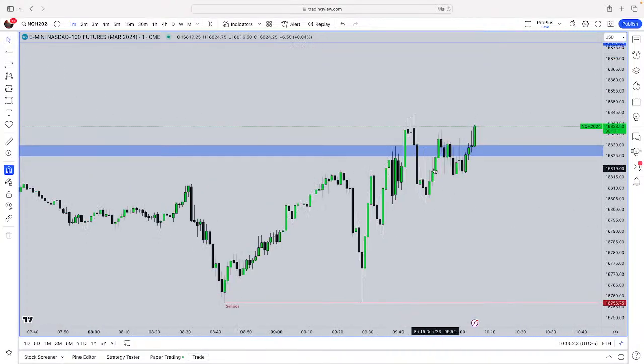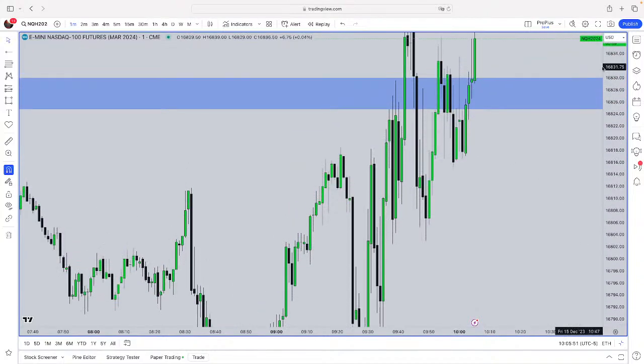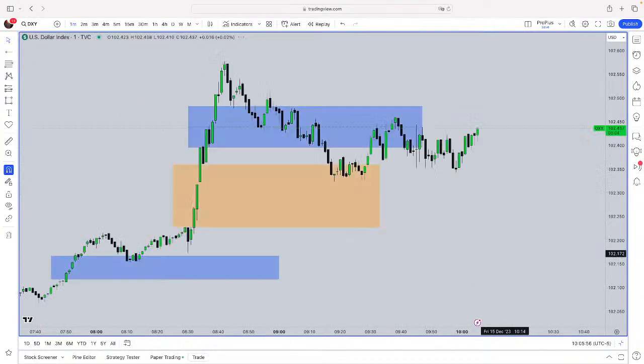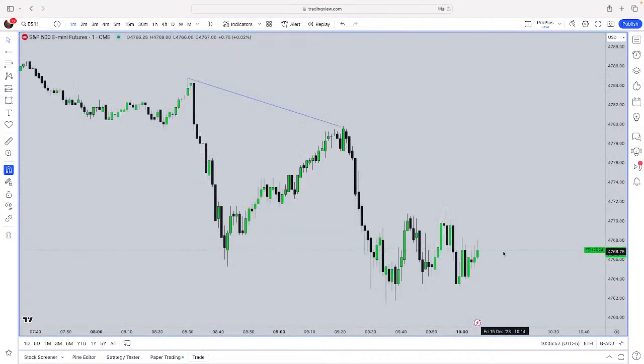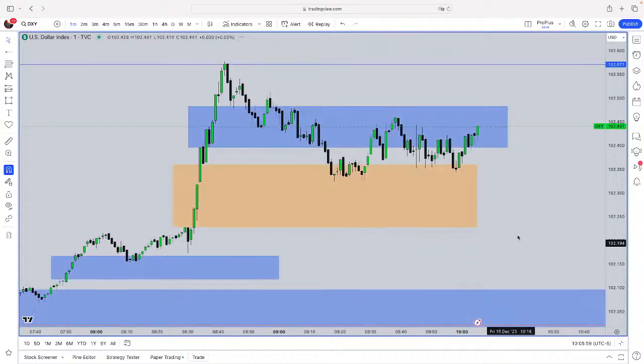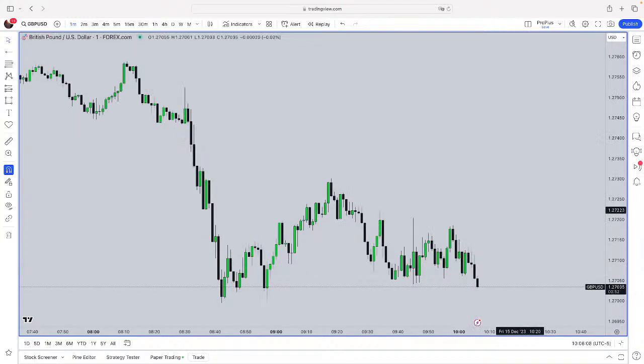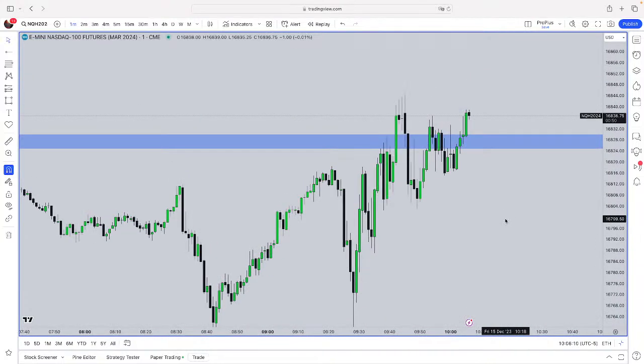Silver bullet 10.02. What pair? What pair, bro?